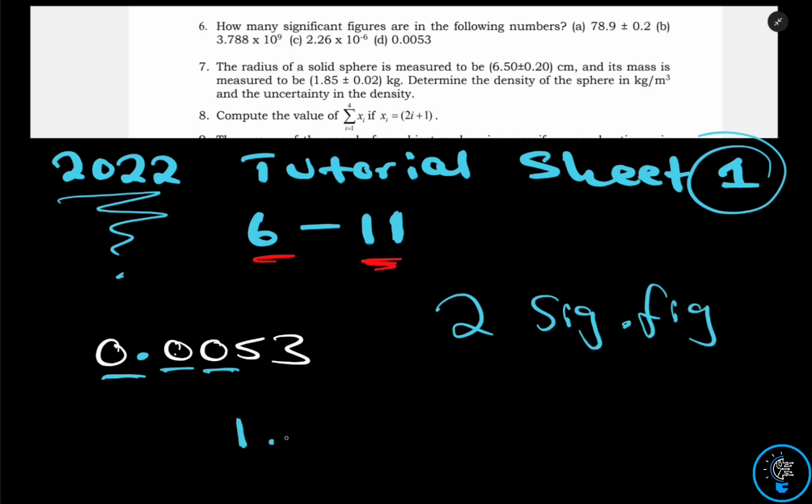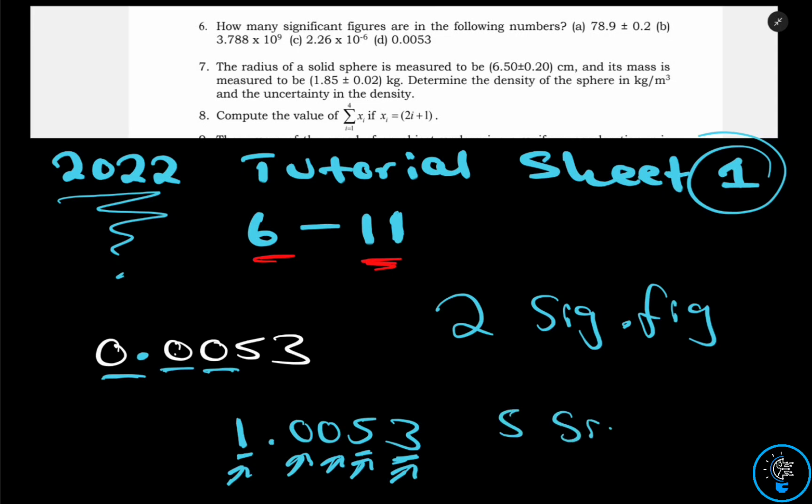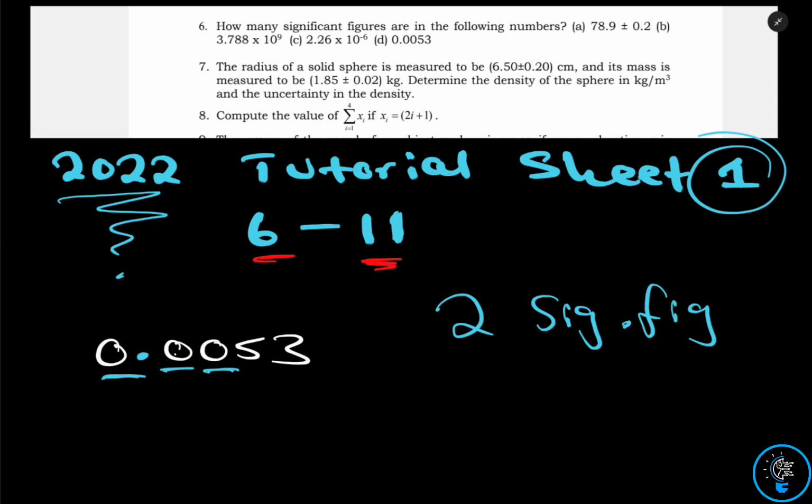Now, what about if you had a number of this kind, 1.0053? How many significant figures are in this particular number? In this one, because the zeros are between non-zero digits, we count them as significant. So we're going to say we have 1, 2, 3, 4, 5 significant figures in this one. Okay, for the sake of learning, let's have another example. Let's say we have 74.200. How many significant figures are in this number?